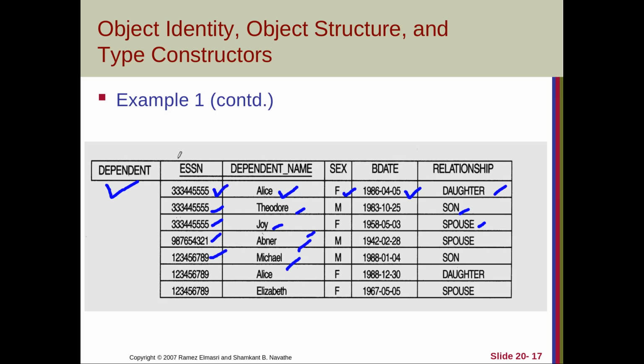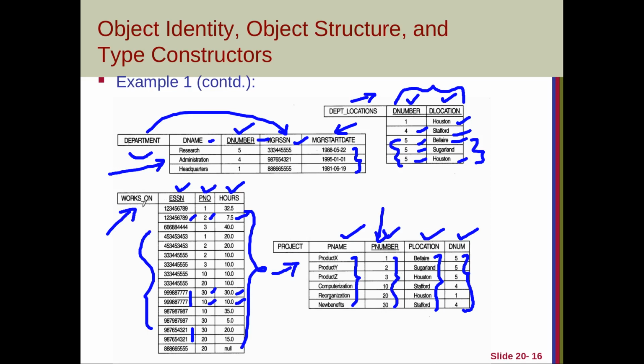So here the primary key is maintained by combining the employee social security number and the name of the dependent, because you can see the same employee is repeated in different rows. So we cannot identify the rows of this table using ESSN alone; we need to use the dependent name also. Similarly, in the works-on table, the primary key is again combined from employee social security number and project number.